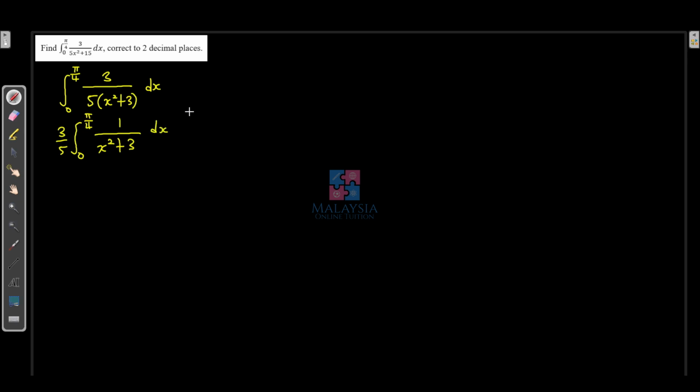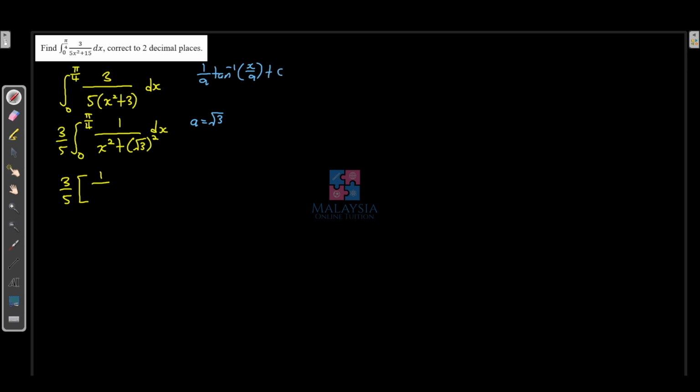Okay, if you look in the MF19, you have this integration result. So instead of 3, we can write x squared plus square root 3 squared, like that. Okay, so 3 over 5, and then we can apply the integration that will give you the tan inverse. So 3 over 5, open bracket, 1 over a. Okay, so this is your a. Your a here is square root 3. So the formula is going to be 1 over a tan inverse of x over a plus c.